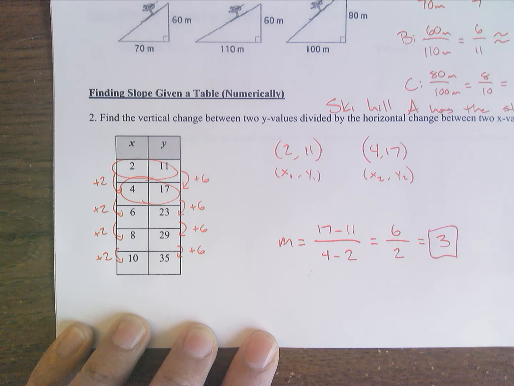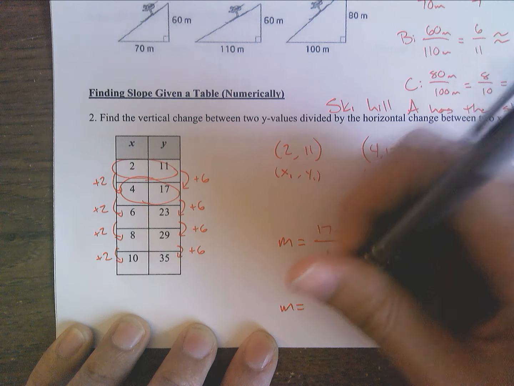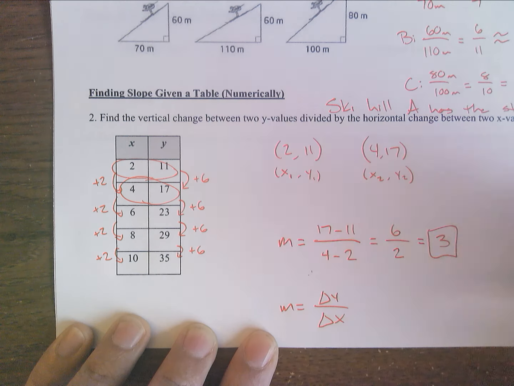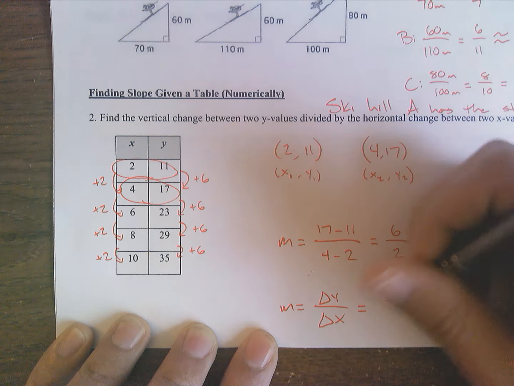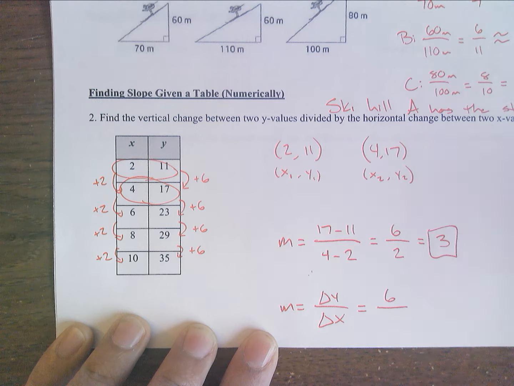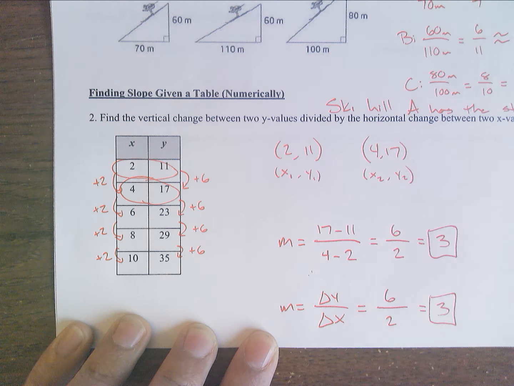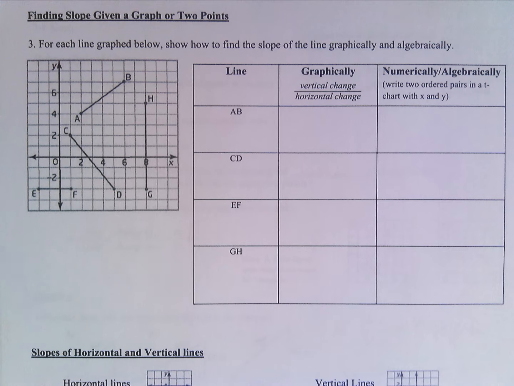Well, we know that the slope is change in y over change in x. So we have delta y over delta x, change in y over change in x. Our change in y is positive 6. Change in x is positive 2. And again, that reduces to positive 3. So we get the same answer either way. Either of these methods are fine. All right, let's get some practice. Go ahead and flip the page.